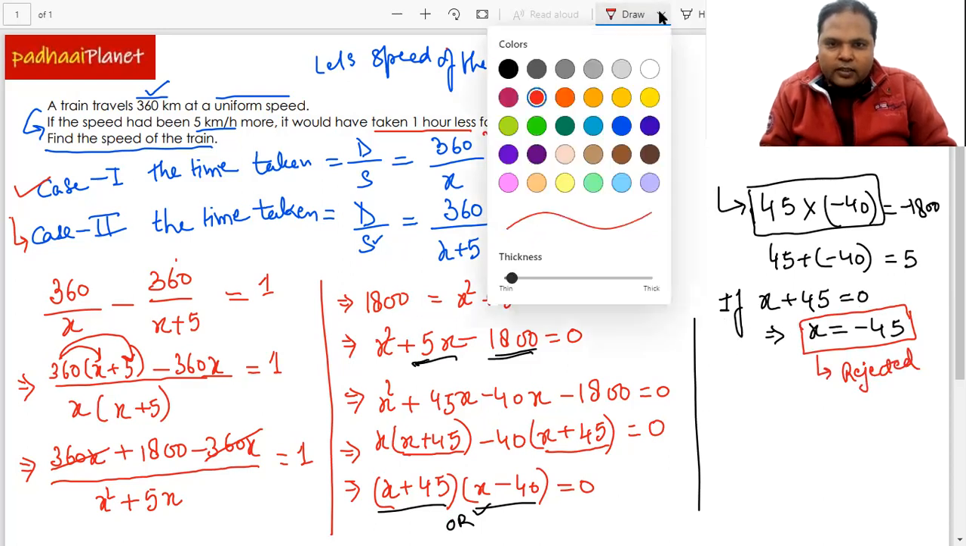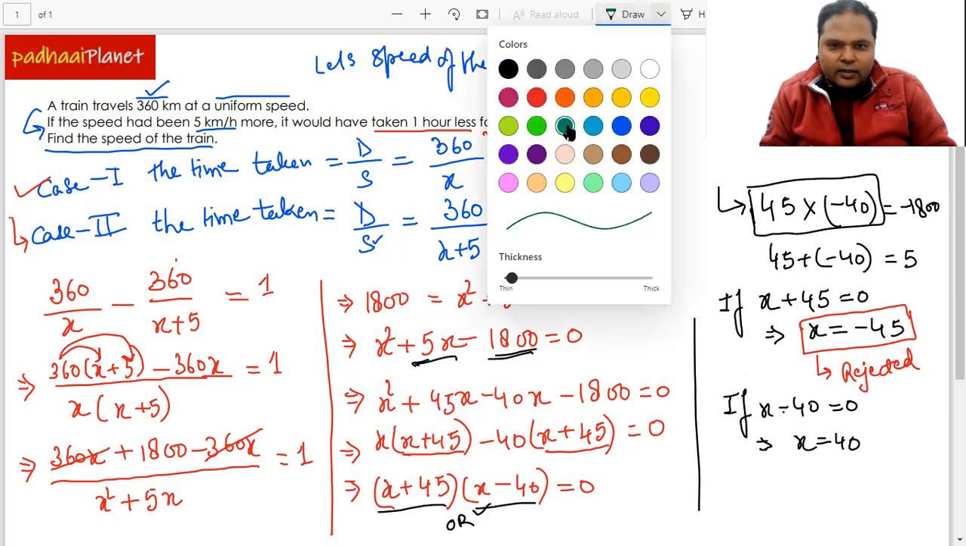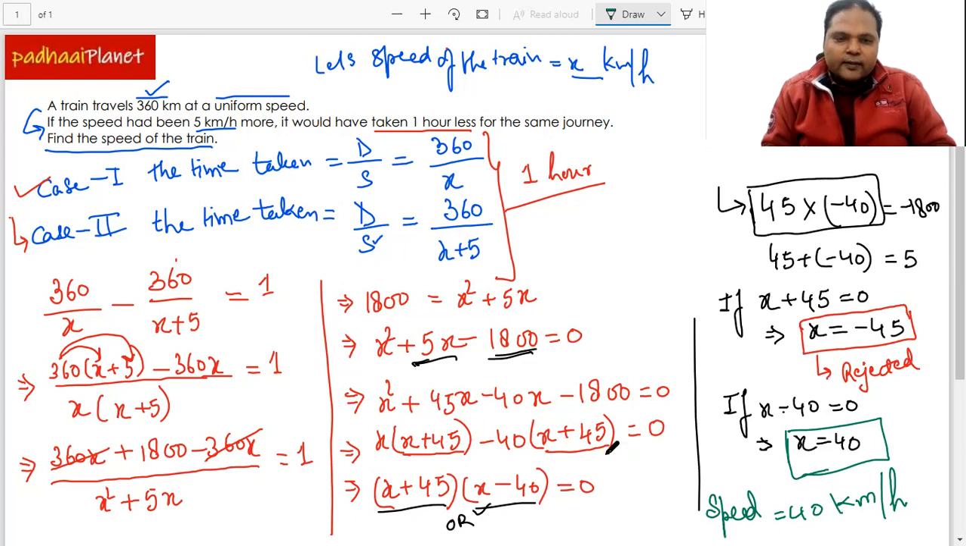Now let us look at the other possibility of finding the value of x. If x minus 40 is equal to 0, then x will be equal to 40. Now that makes sense, and that is the correct answer. So the speed of the train is equal to 40 kilometers per hour. That's the answer, and that's how we have solved it.